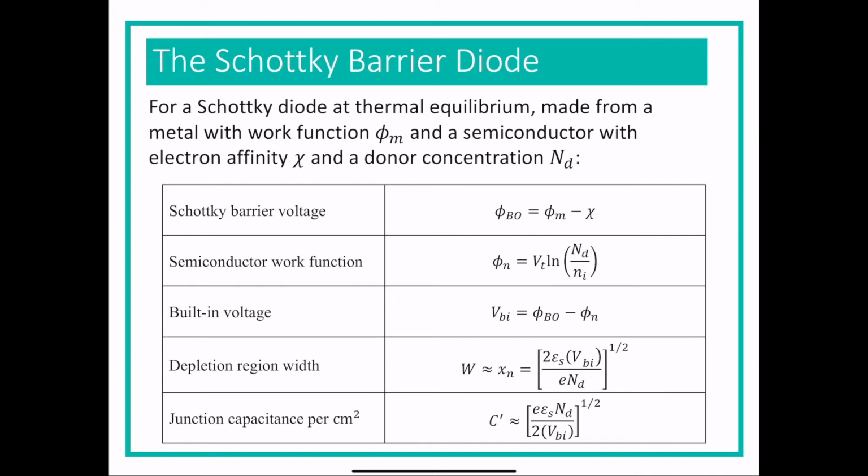The depletion region width and the junction capacitance per square centimeter are basically found exactly the same way that we found them on the N side of a PN junction. Since there is no P material, we just assume that the depletion region is pretty much all in the N region. So that's going to depend on the built-in voltage and the donor concentration. So once we get that and the capacitance, those are just found the same way that we found them before with a thermal equilibrium PN junction.